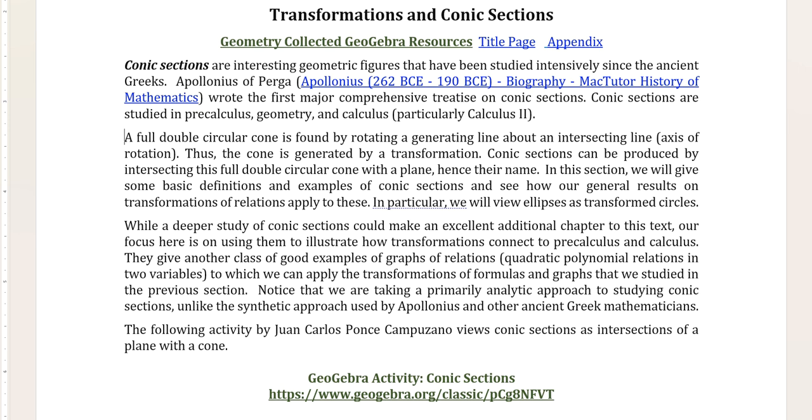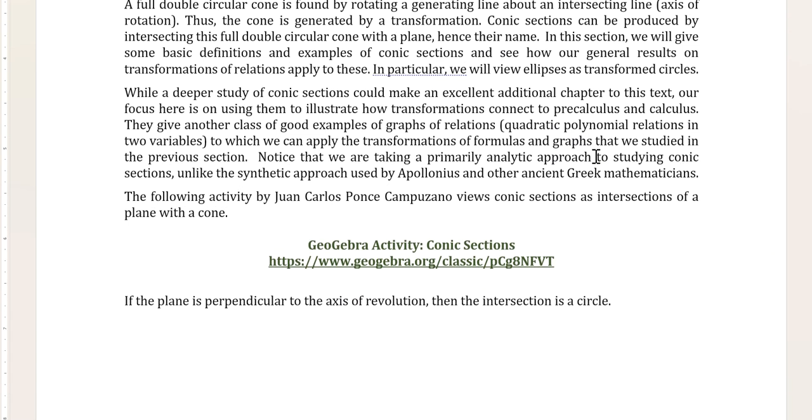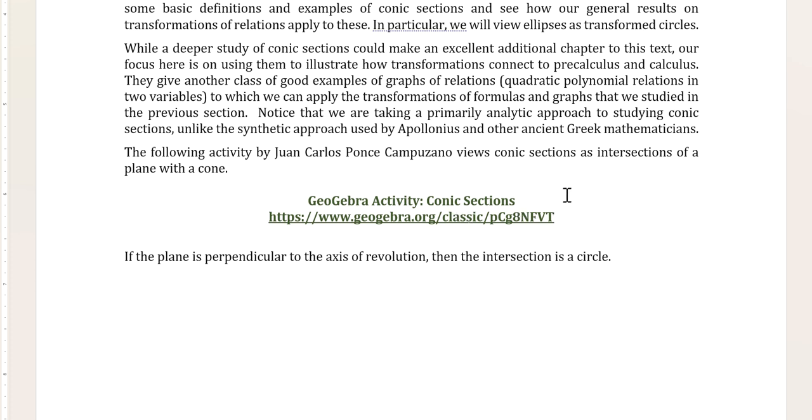They give another class of good examples of graphs of relations, quadratic polynomial relations in two variables, to which we can apply the transformations of formulas and graphs that we studied in the previous sections. Notice that we are taking a primarily analytic approach to studying conic sections, unlike the synthetic approach used by Apollonius and other ancient Greek mathematicians. Here is a GeoGebra activity that deals with conic sections.